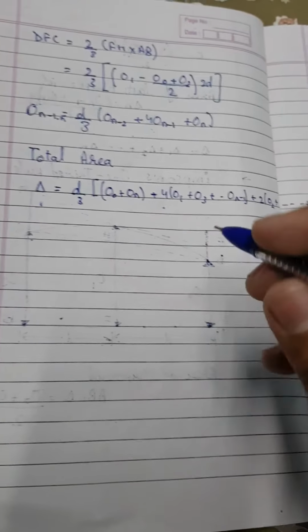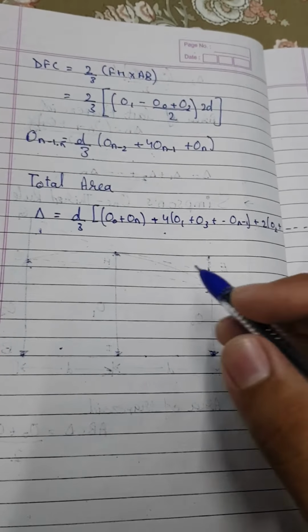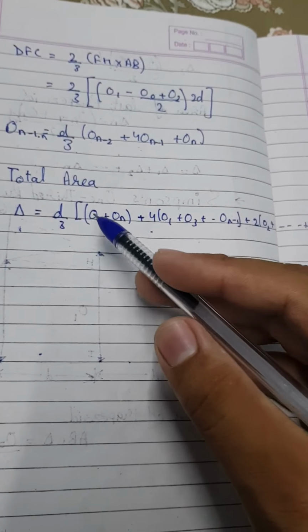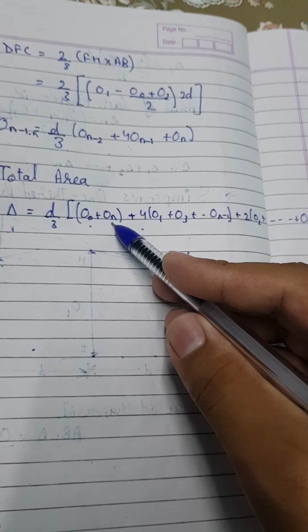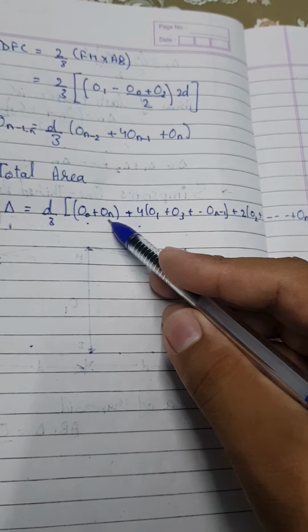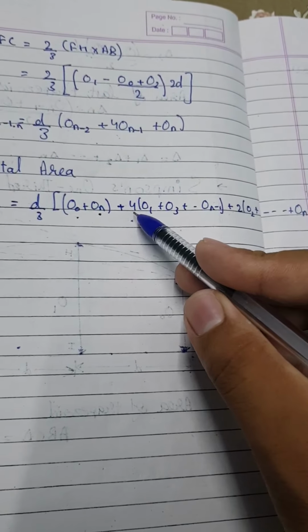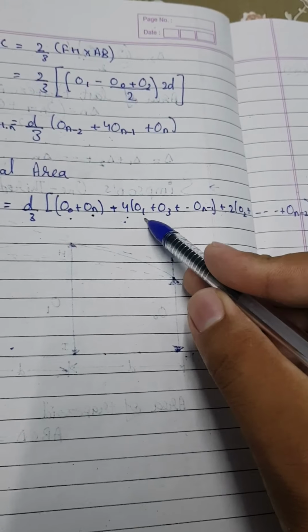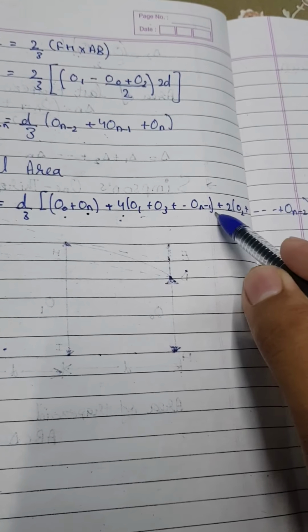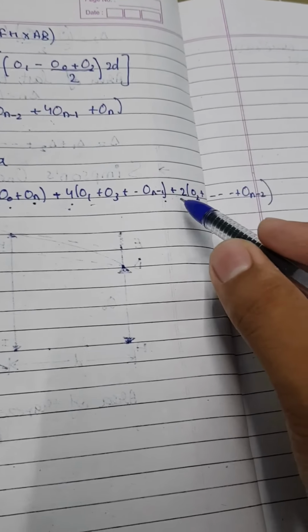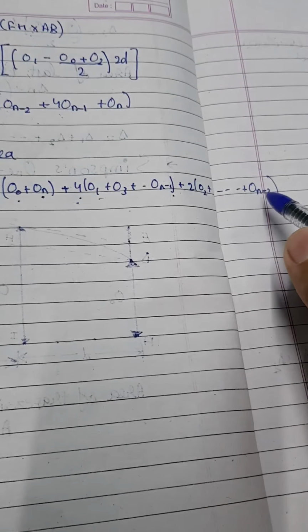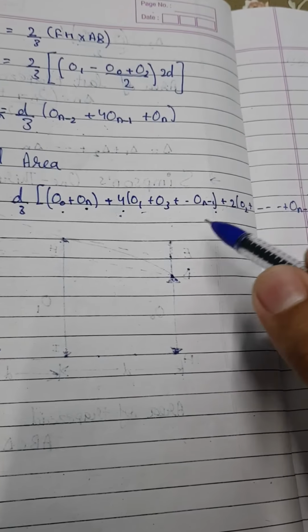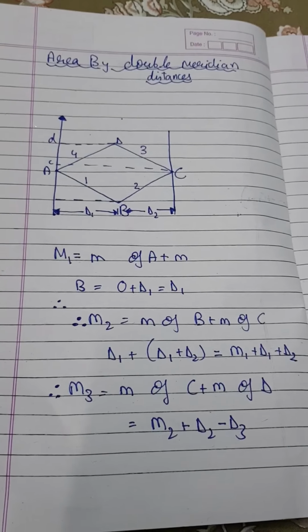Here's the quick way to learn this formula. Just add the first and the last ordinates, and then multiply by 4 all the odd ordinates, and then plus 2 multiplied by all the even ordinates. Then you will get this formula more easily.